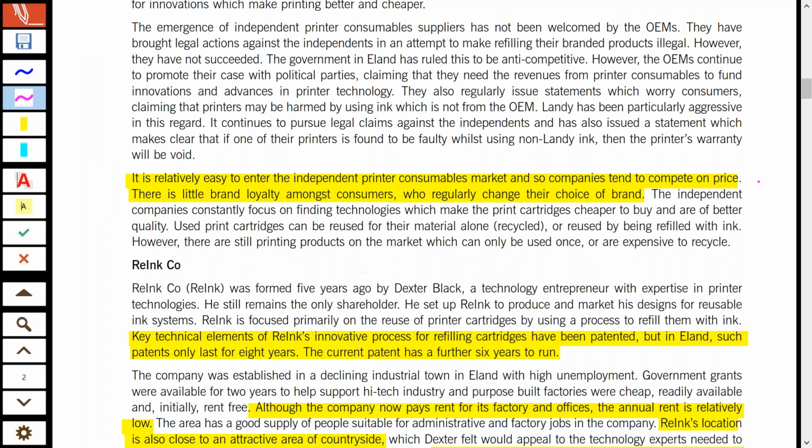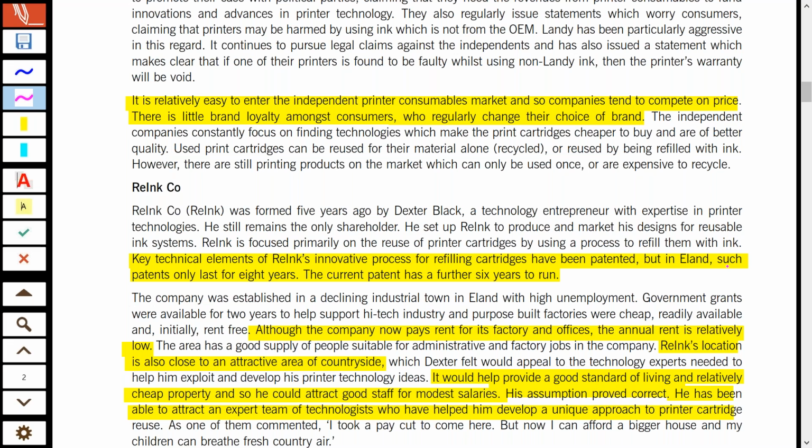This sentence. It is relatively easy to enter the printer consumable market, and so companies tend to compete on price. Okay. Think about it. It is easy to enter the market, and so there is price competition. Is it good or bad? Is it an opportunity or a threat?